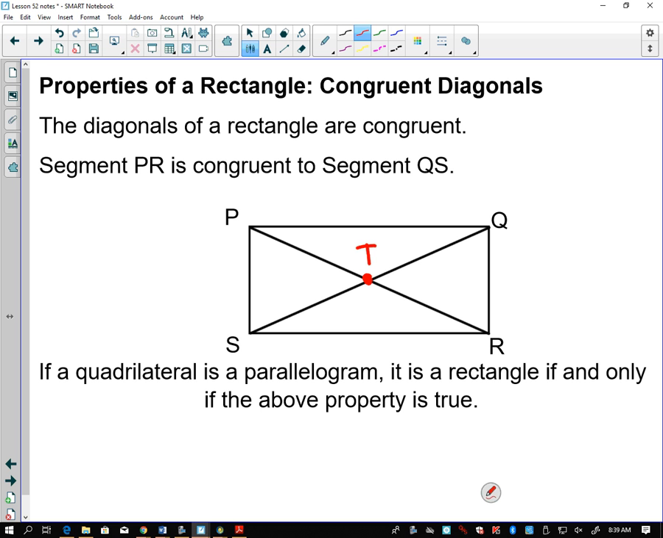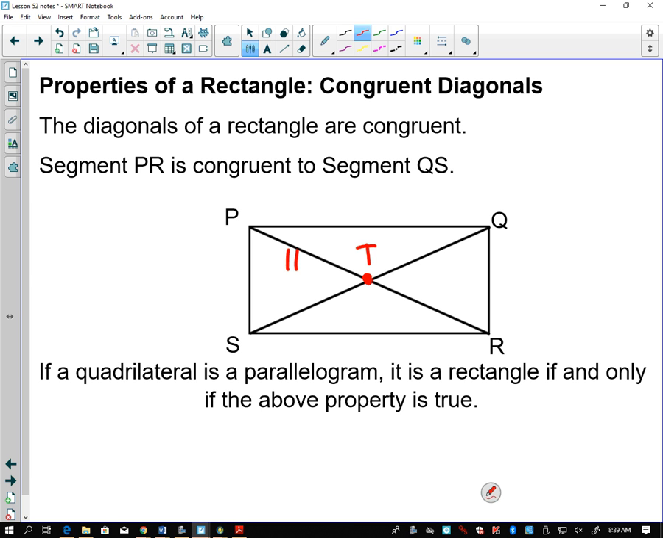So let's say that PT was 11. Well, now what do I know about TR? What is the length of TR? Which is 11, right? And because the whole diagonal is congruent to the whole other diagonal, what is the length of SQ?